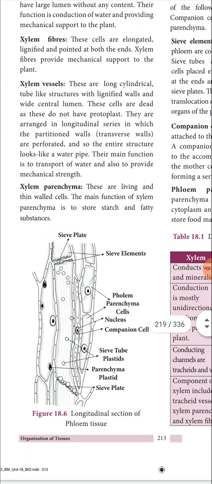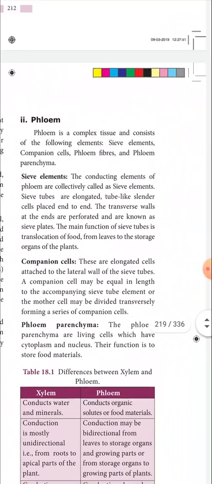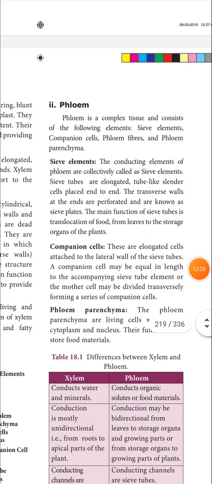Before entering into the phloem, you can refer to the diagram. You see, children, phloem consists of what? A sieve plate, sieve elements, phloem parenchyma cells, and companion cells. Here phloem fiber is also there, it is not mentioned here. So like that, phloem is also made up of how many types of cells? 4 types of cells.